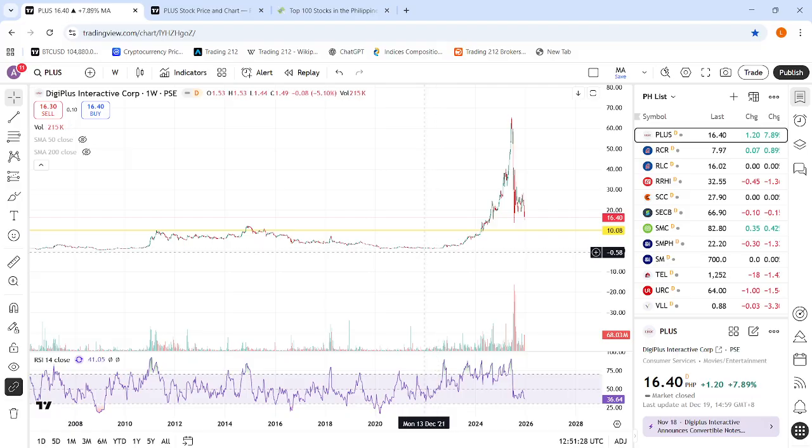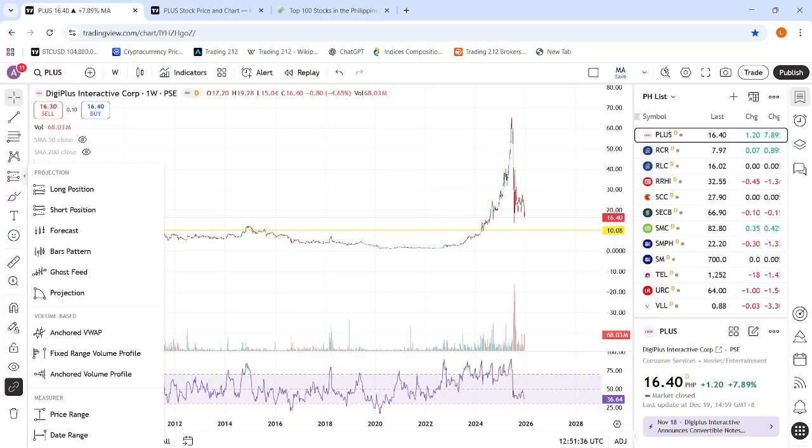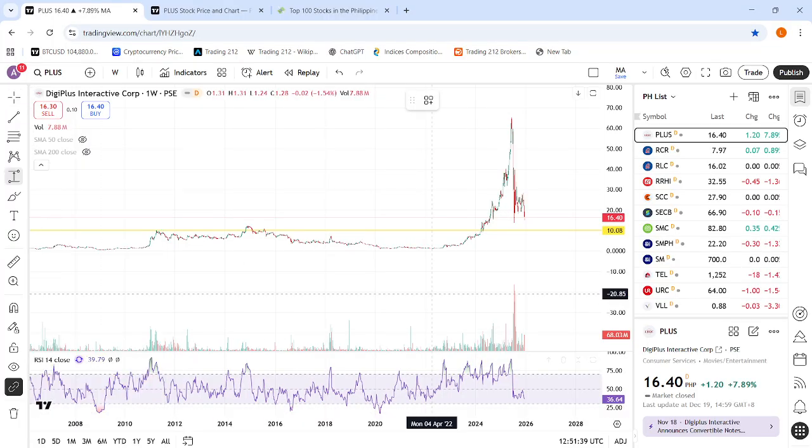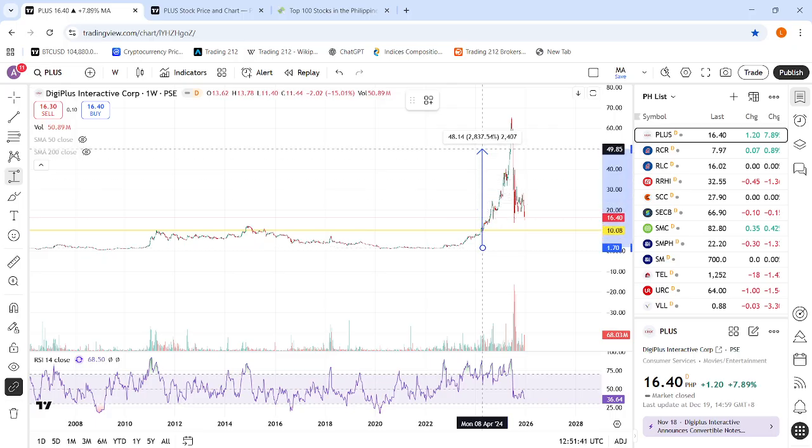Let's check first: what is the percentage of this one? If you bought at this level, how much percentage did you gain? Let me check. So the price range, if we check, is 3065%.